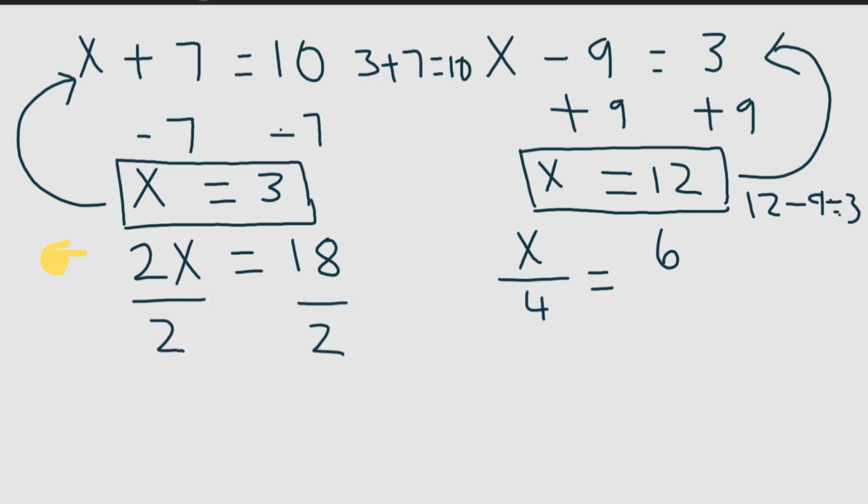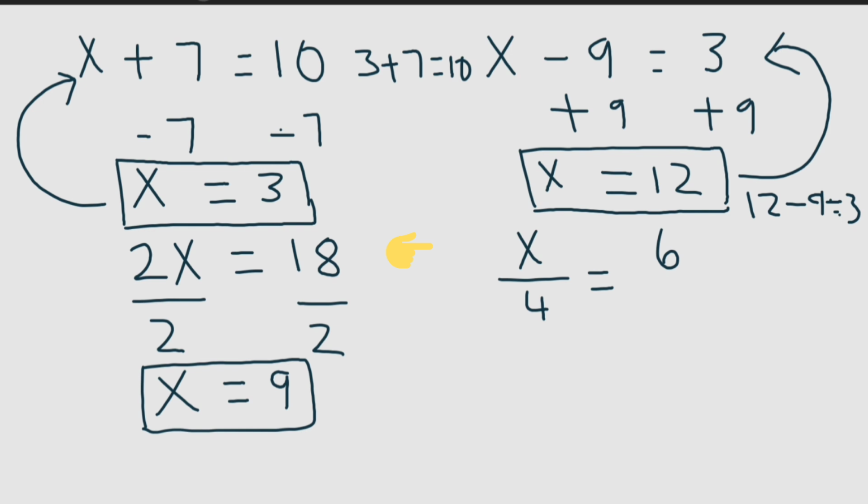Now 2 divided by 2 is just 1, so we have got our x by itself. And this is equal to 18 divided by 2, which is 9. So the last step was to simplify, and we simplified our equation and got x equals 9. Let's take a look at the last problem. We have x divided by 4 is equal to 6.